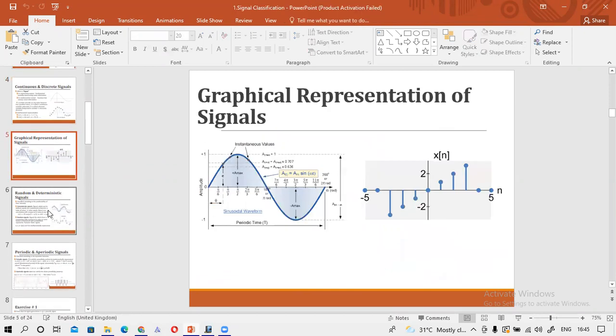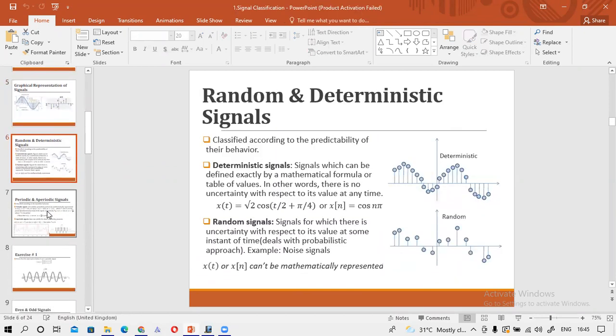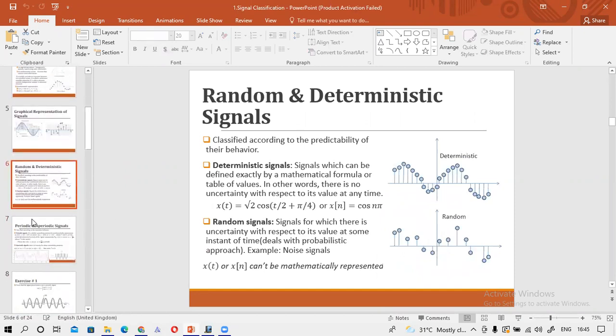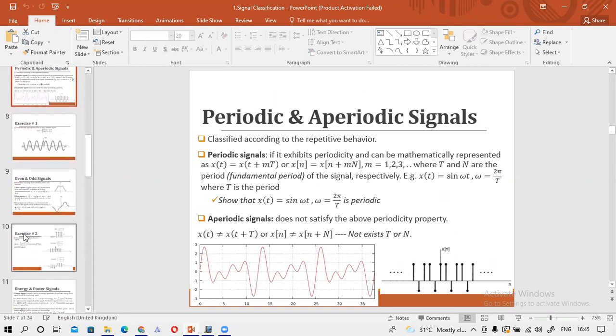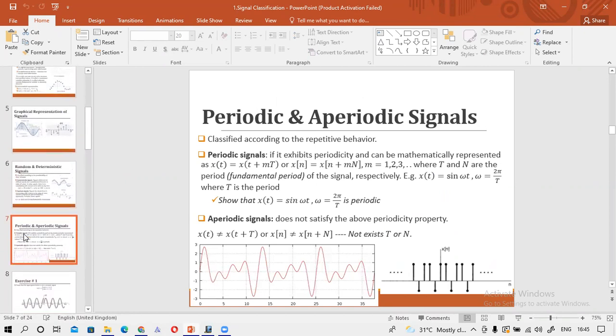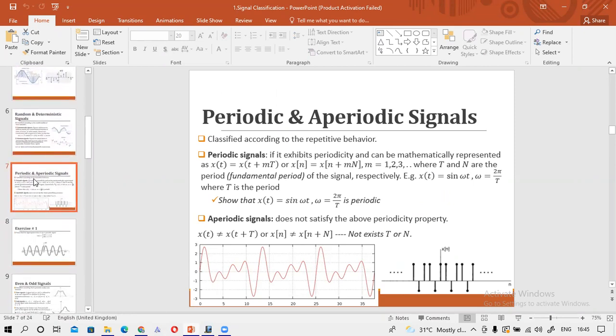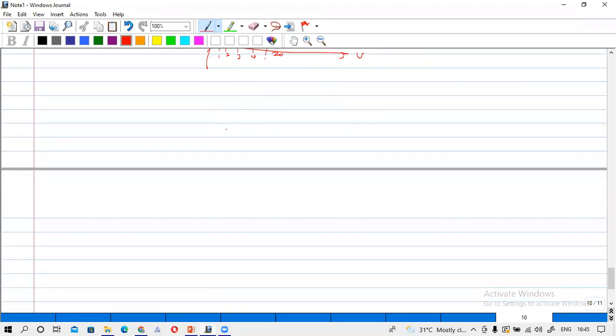Then you can see that there are many types of signal. The signal is classified into many types based on different parameters. There is no hierarchy. Another very important classification is what we call periodicity, based on signal periodicity. We will see it in another classification.